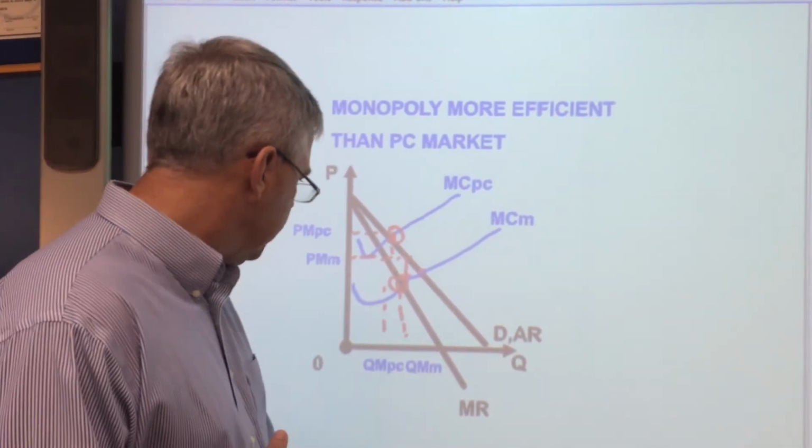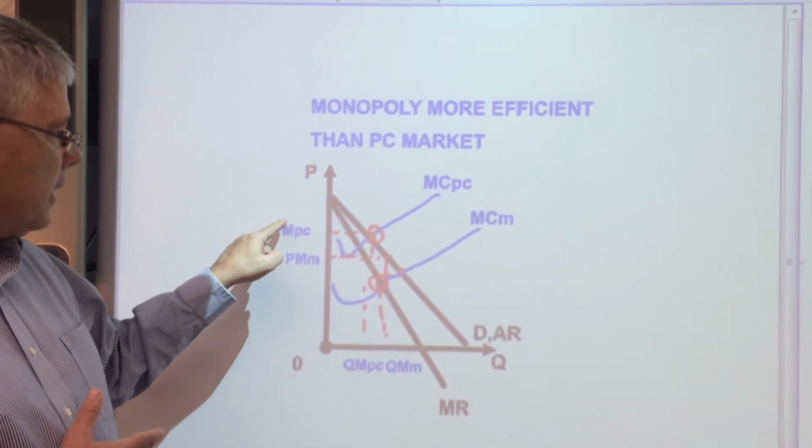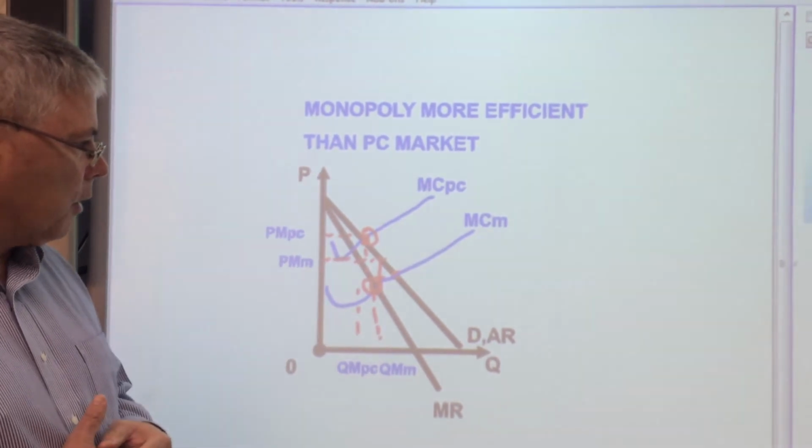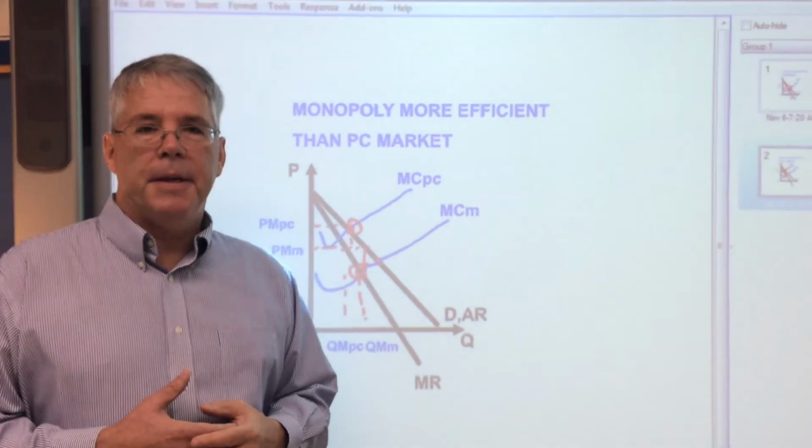And because of economies of scale, you can see that actually the PC in this market is going to charge a higher price and produce at a lower quantity. So in this instance, a monopoly is more efficient than a PC market.